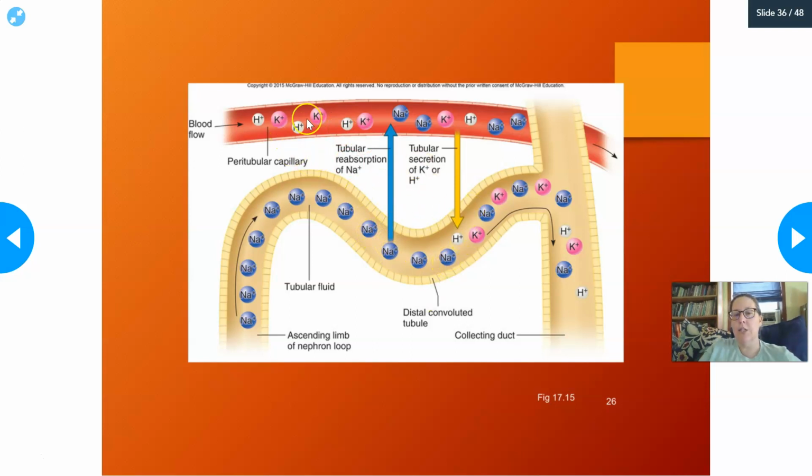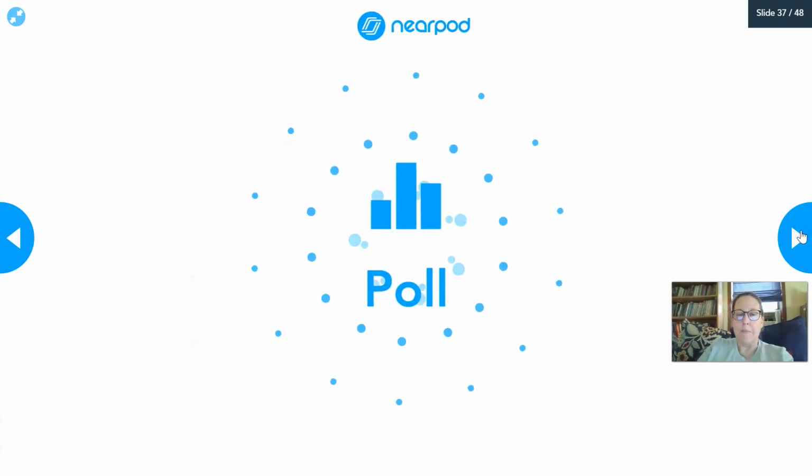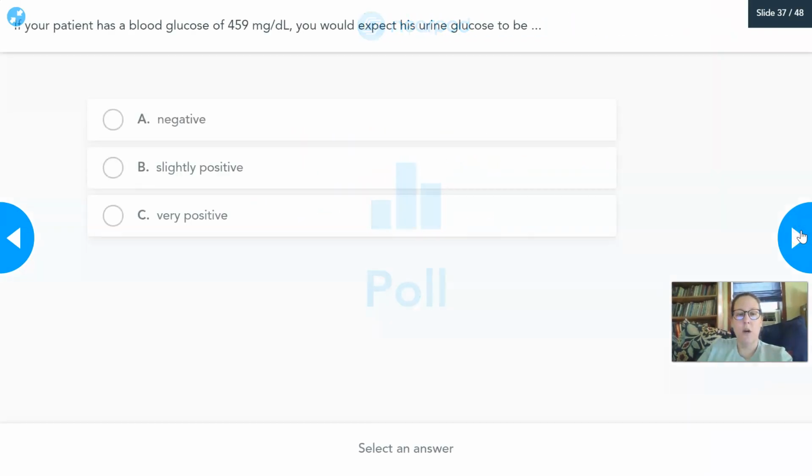So, last chance to ditch stuff from the plasma, as at this point in time, you just about have urine. And so once it enters the collecting duct, very little happens to it, and you pretty much have urine at that point in time. So, if your patient has a blood glucose of 459 milligrams per dL, would you expect his urine glucose to be negative, slightly positive, or very positive? So again, this question relates to renal threshold of glucose.